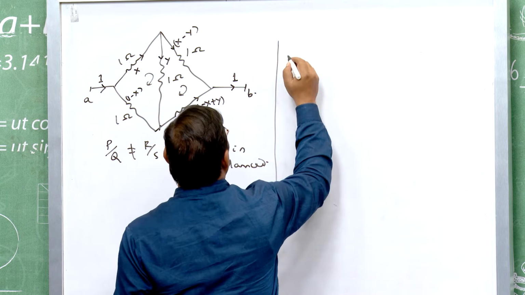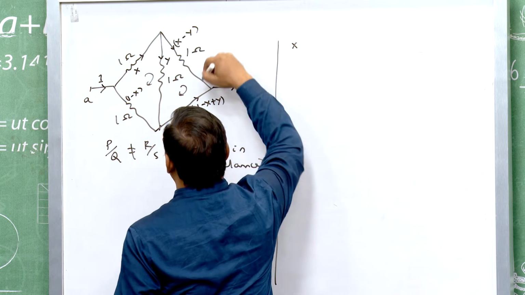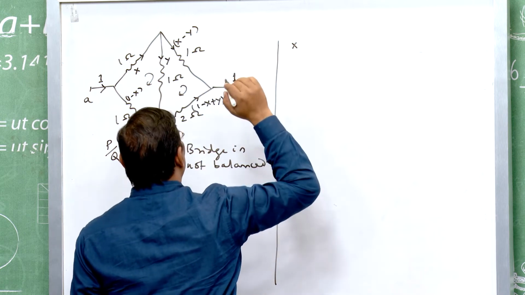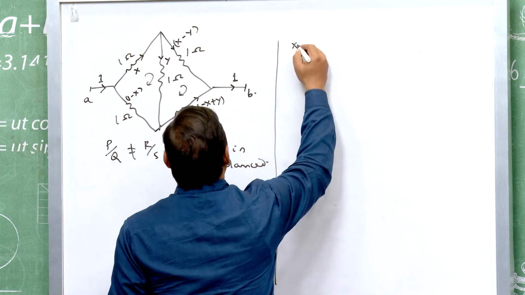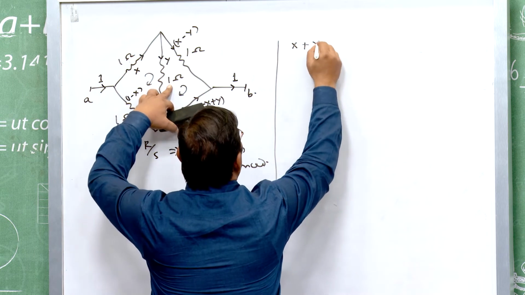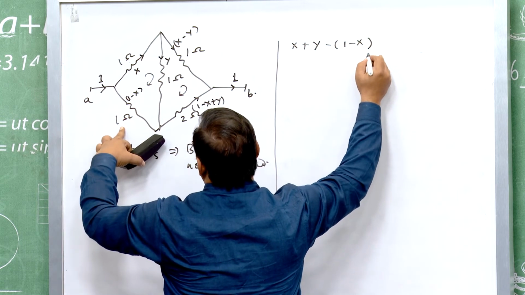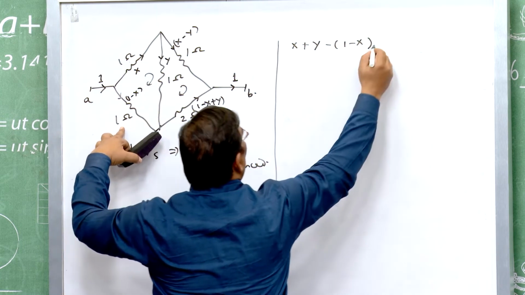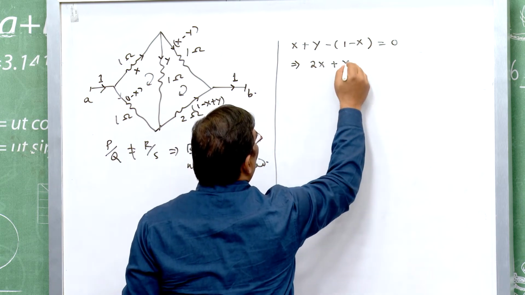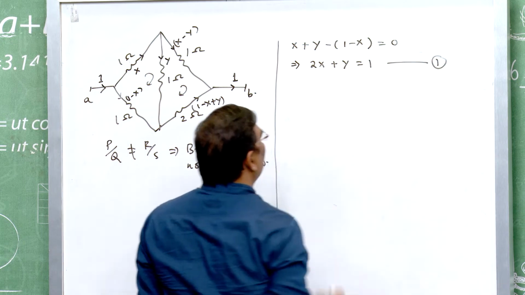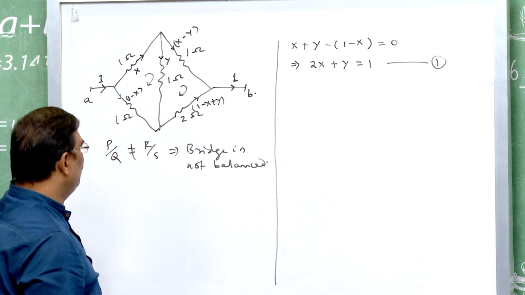In the first mesh I get x. My intention is to find the values of x and y, so that I can get the potential difference between A and B, or the effective resistance between A and B. So, 1 into x plus 1 into y minus (1 minus x) into 1 equals 0. So, this implies 2x plus y equals 1. This is my equation number 1.